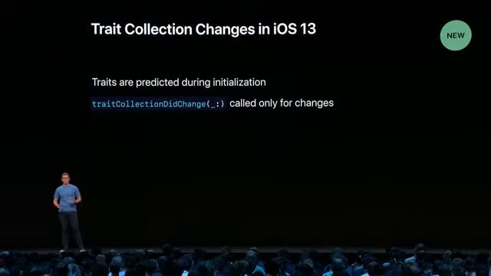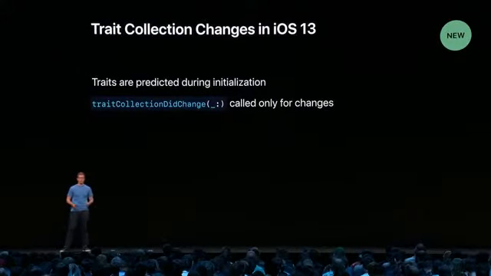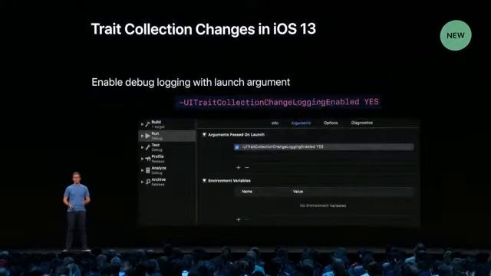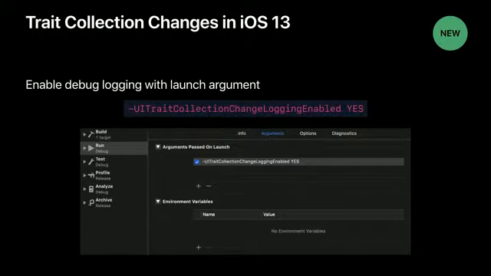Now, to make it a little bit easier to see when some of these trait changes are occurring in iOS 13, we have some helpful new debug logging this year. You can enable it using this launch argument, and it'll tell you exactly when traitCollectionDidChange is called and the details of each of those changes. It's really cool, and you should give it a try.